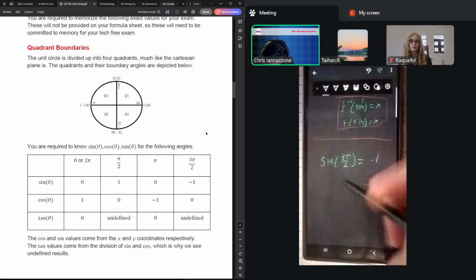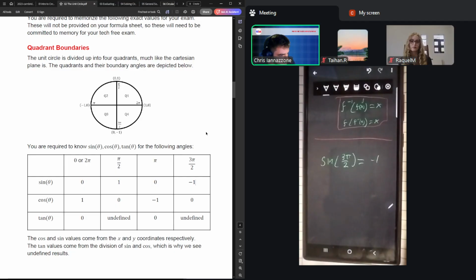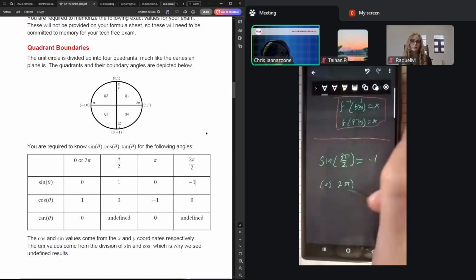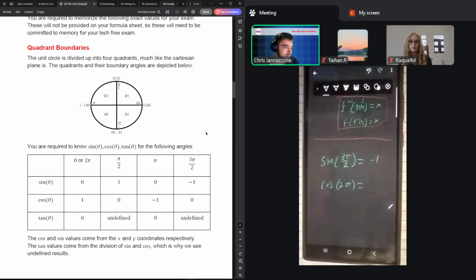I don't know, we'll do maybe 2 more. Let's go cos of 2 pi. Cos of 2 pi. 0. Cos of 2 pi. So how do you know 0? Because isn't it a full rotation of the circle? It so is.